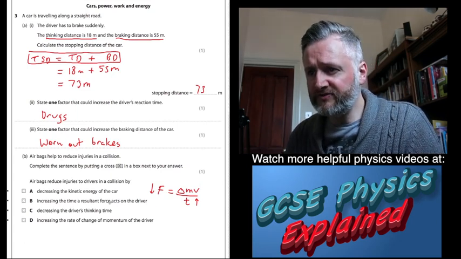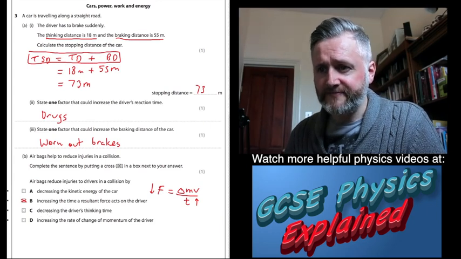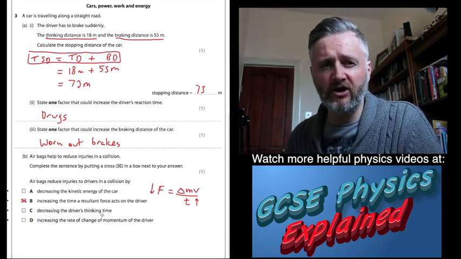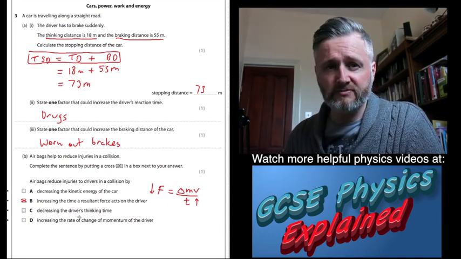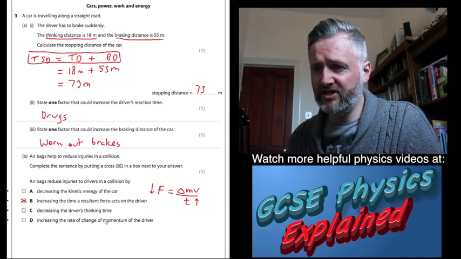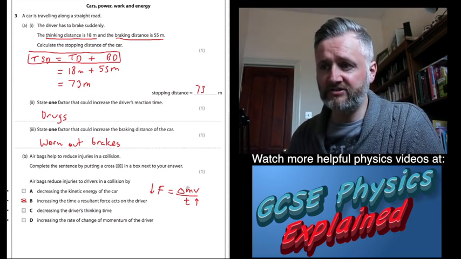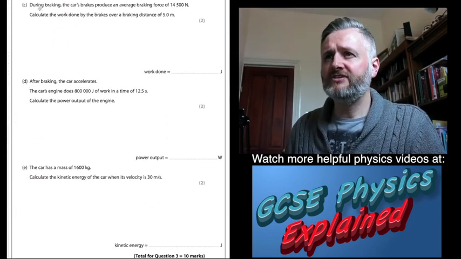Increasing the time a resultant force acts on the driver. Correct. Let's have a look at these. Decreasing the driver's thinking time. No, just because you've got an airbag in does not decrease your thinking time. Doesn't make you react any faster. Increasing the rate of change of momentum of the driver. No, it doesn't affect your mass or your velocity, so that's not right. So B was correct. Question C.